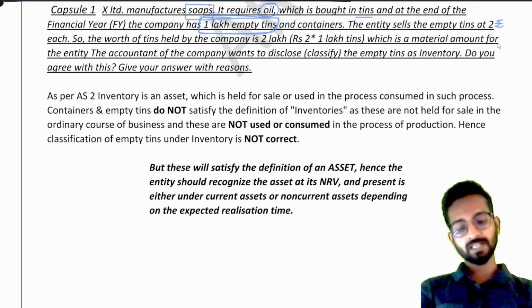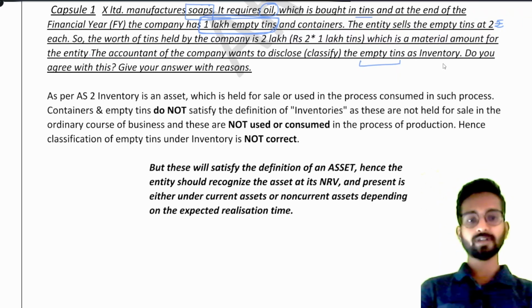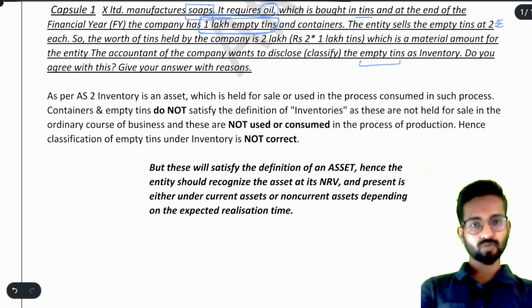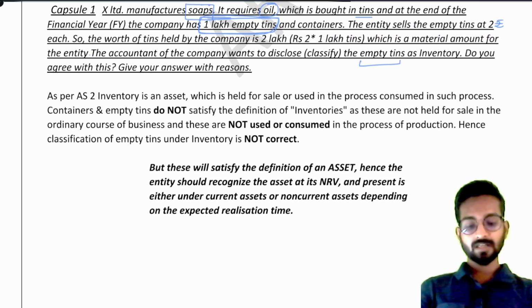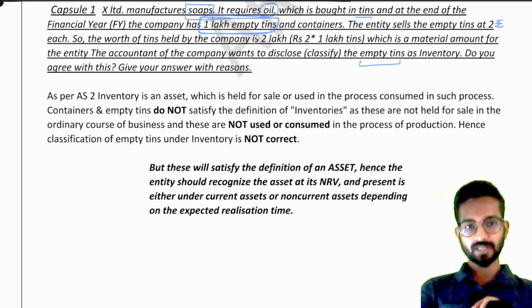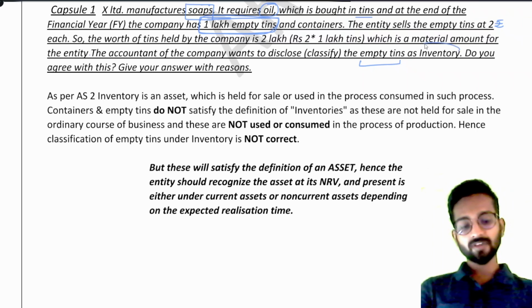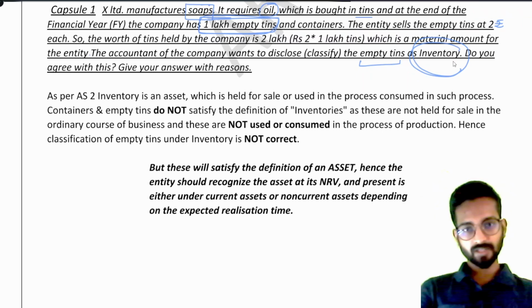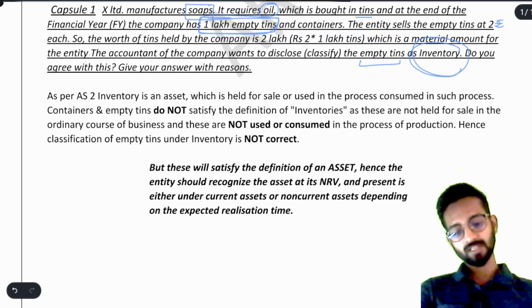Now, which is a material amount for the entity, the accountant of the company wants to disclose the empty tins as inventory. Empty tins, they want to show it as inventory. Do you agree with this? Give your answer with the reasons. See, they are saying that we bought so much oil that now we have 1 lakh empty tins. Now they are saying that if we sell these 1 lakh empty tins, we'll get 2 rupees for each tin. So they want to disclose that in the inventory in the balance sheet. Can they do so? Understand? They obviously cannot do.